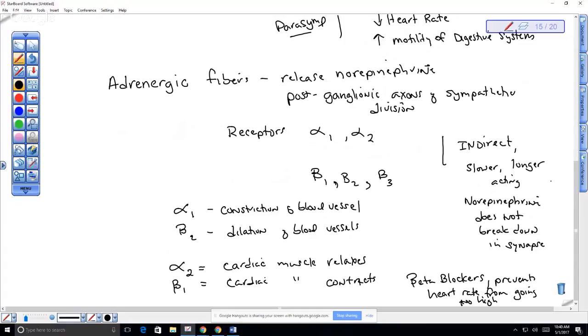Oh, there's one missing. There should be a J. And J should read albuterol. So J is albuterol.